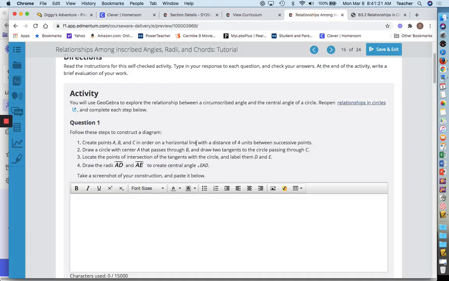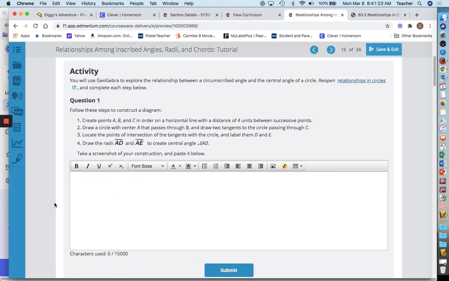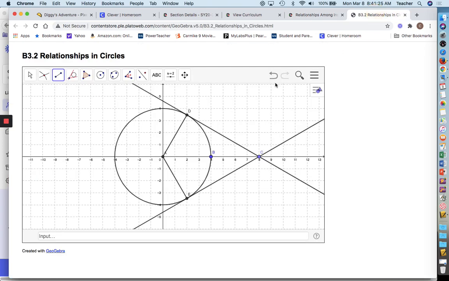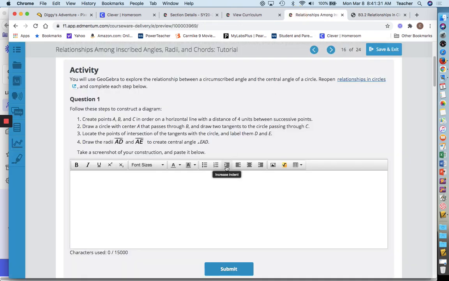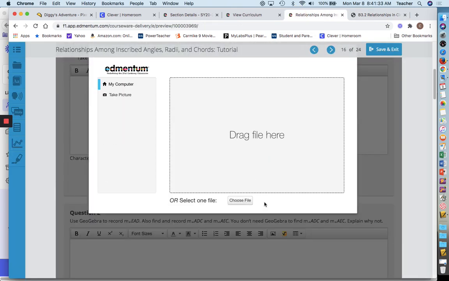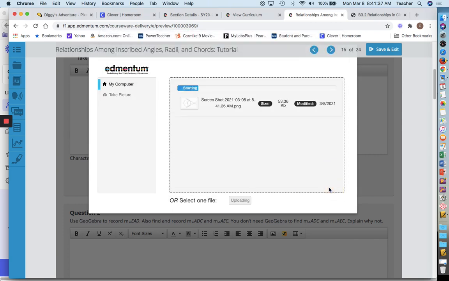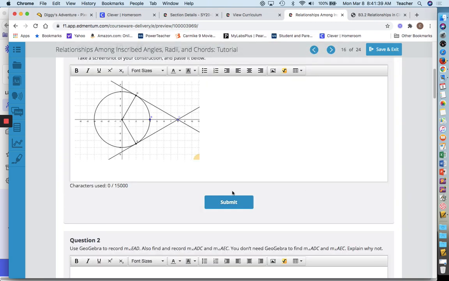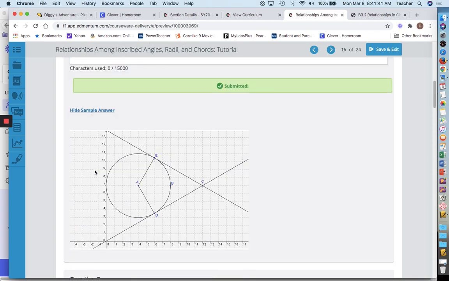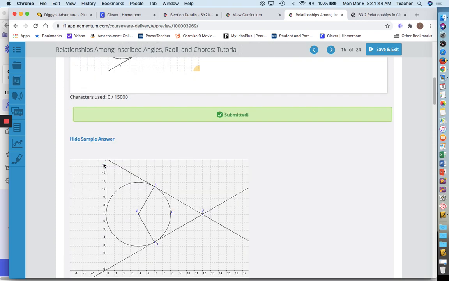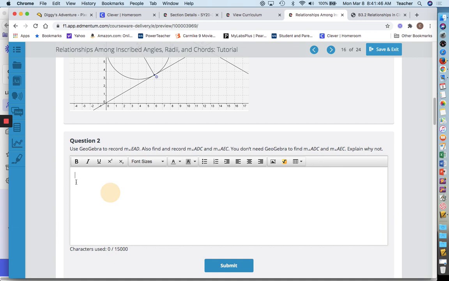All right, well, let me see what I got to do with it. Take a screenshot of your construction. Oh, okay, well, I'm not doing anything with it right now. So let me take a screenshot. Whoop, bam. Let me input that. Screenshot. There we go. And let me hit submit. Okay, so that's what theirs looks like. That's what mine looks like. Same thing.